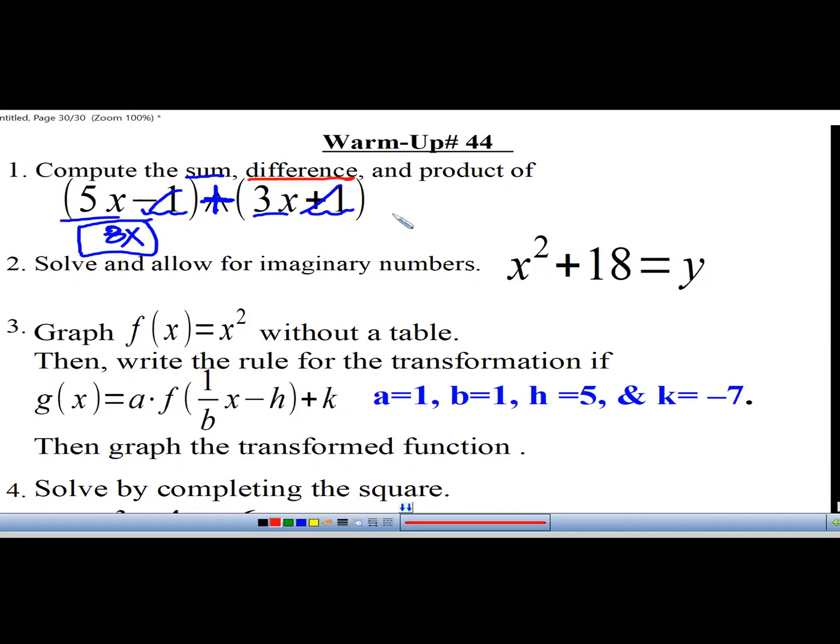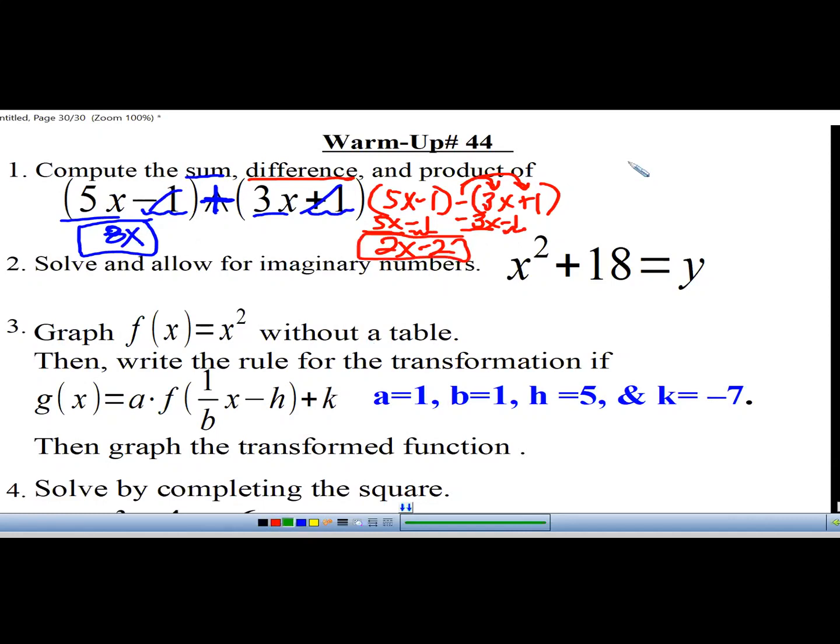Difference. I'm going to write 5x minus 1 minus, parentheses, 3x plus 1. What is the most important thing to remember about this one? That we need to distribute this negative to both terms in here. That gives us -3x minus 1. And we bring this down. Combine like terms. What is 5x minus 3x? That's 2x. What is -1 and -1? That's -2. That's our difference.